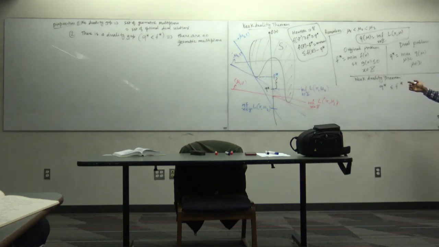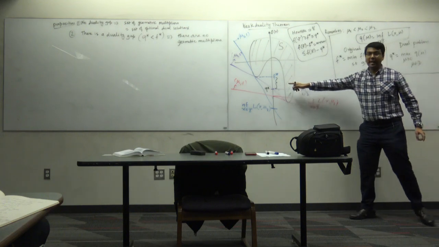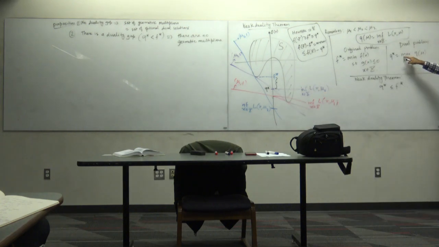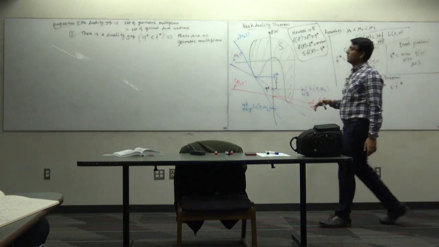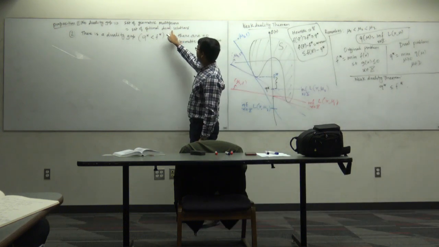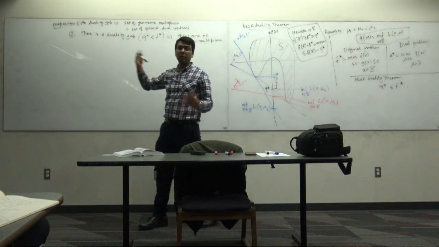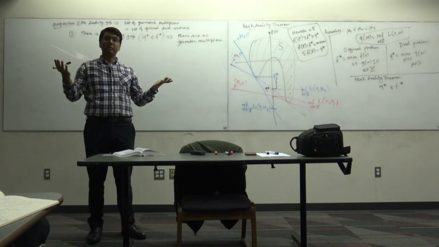Now you could have a case where there is no duality gap, but instead of doing a maximum, you can only do a supremum, because for whatever reason, you can't converge to the maximum point. Okay? It's out of the domain or something like that. And in that case, you have no geometric multiplier, because the set of optimal dual solutions is empty. You can't, there is a supremum, but there is no maximum.